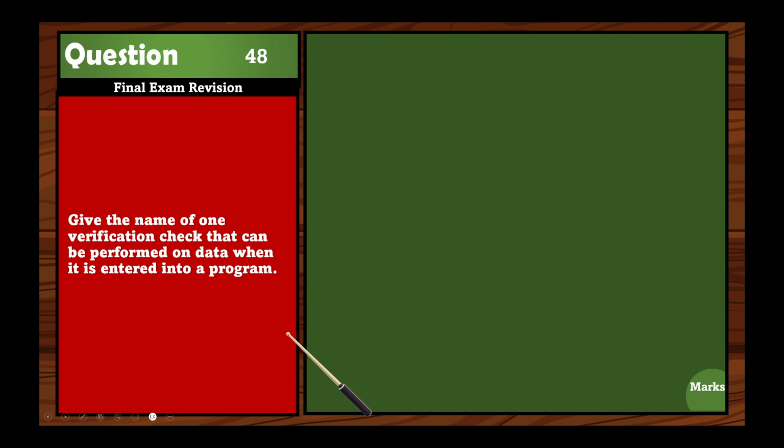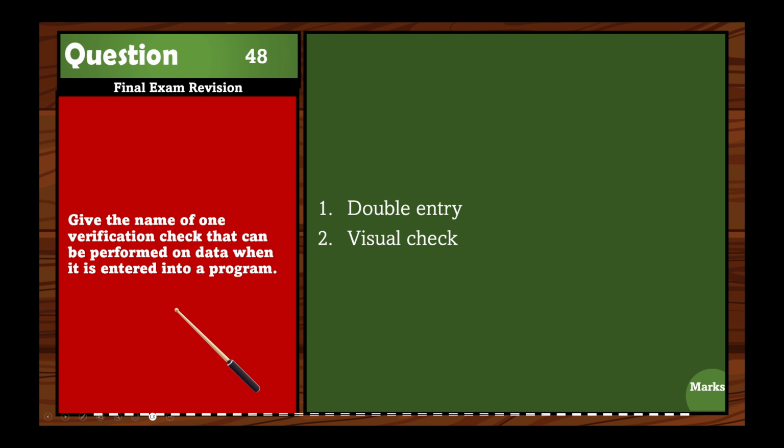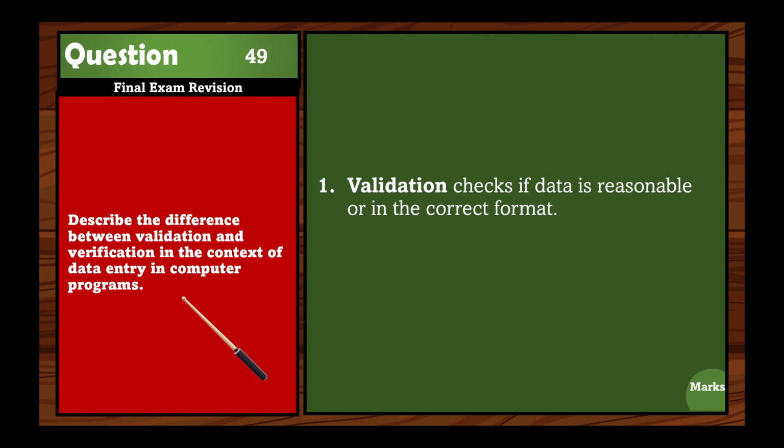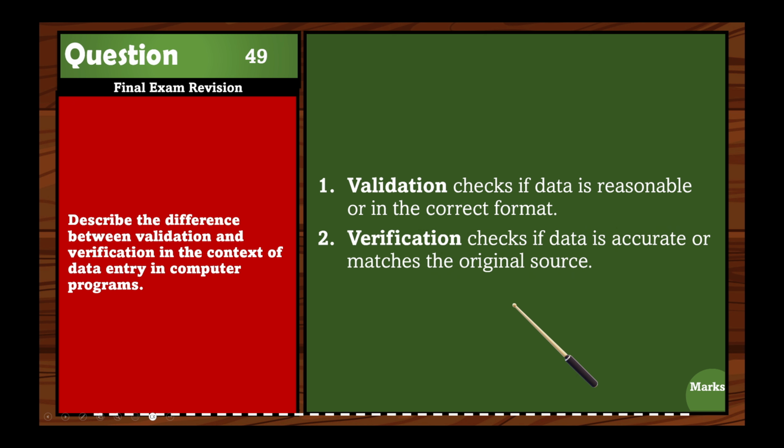Question number 48. Give the name of one verification check that can be performed on the data when it's entered into the program. So we know it's double entry check or visual check. Question 49. Describe the difference between validation and verification in the context of data entry in a computer program. So validation checks if the data is reasonable or in the correct format. This is what validation does. And verification checks if the data is accurate or matches the original source.